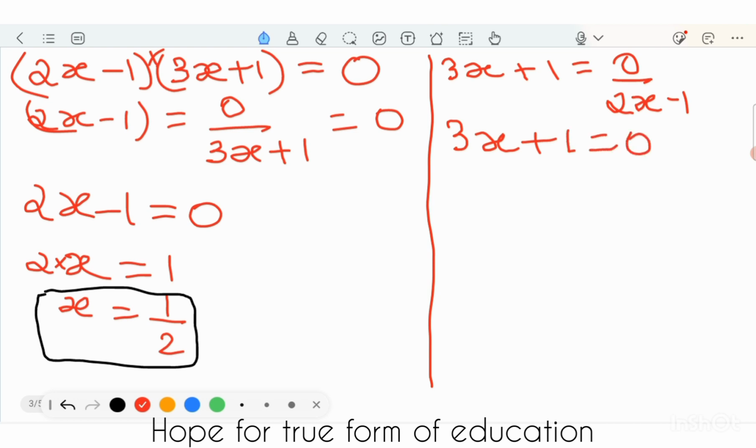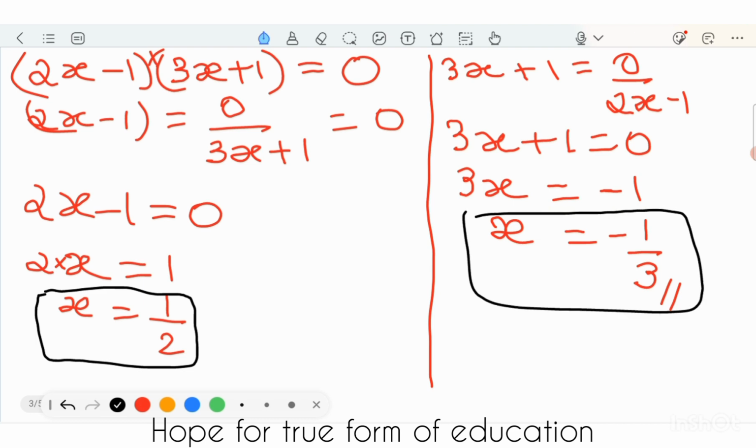0 by 2x minus 1 is equal to 0. Now 3x is equal to minus 1. X is equal to minus 1 by 3. Got my point? So here are our roots or solutions of the equation. This is the way we solve the question. Now we'll go into the next question.